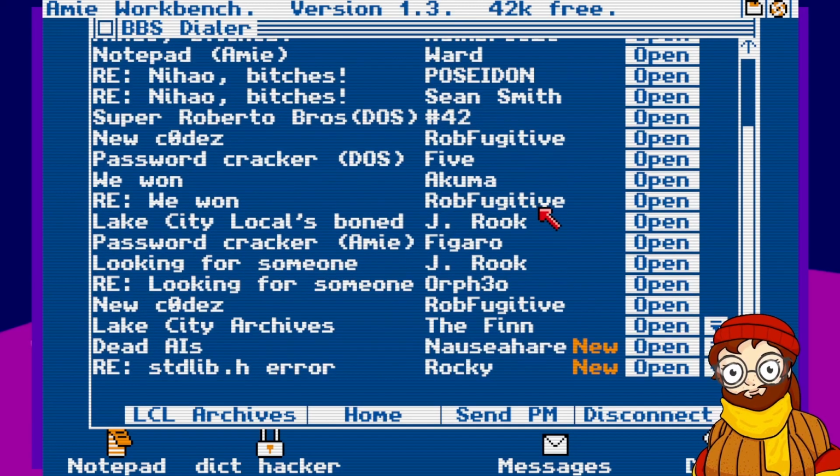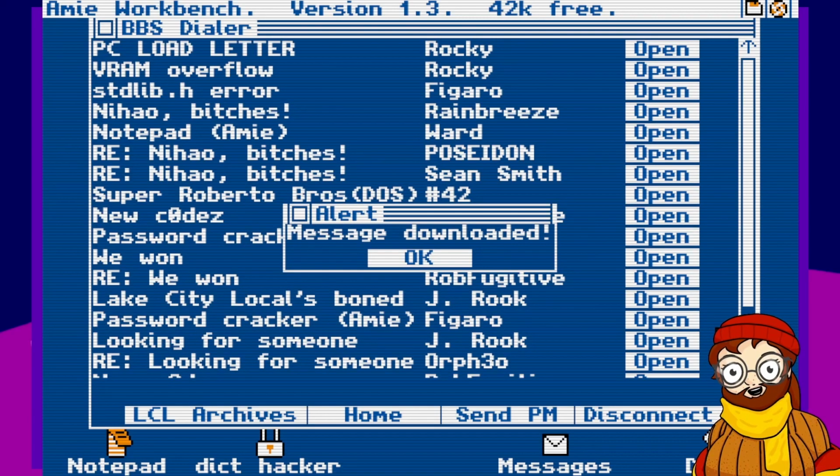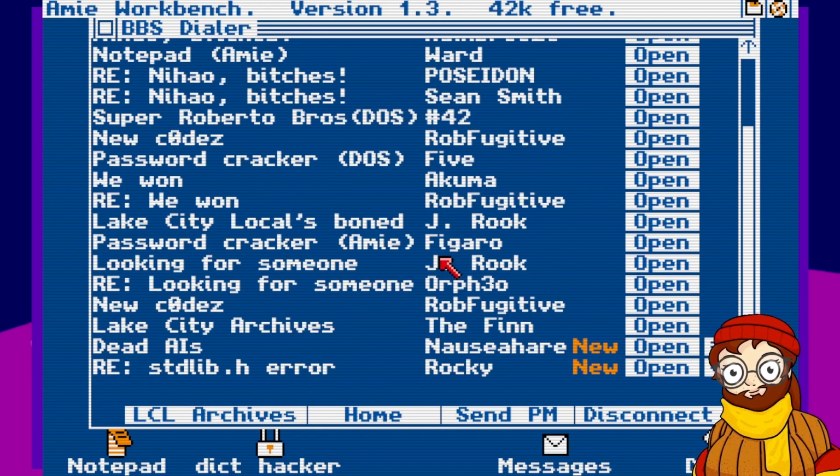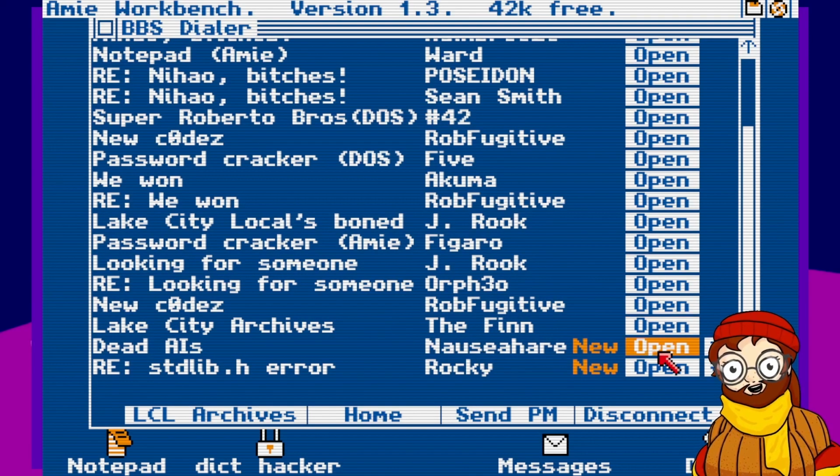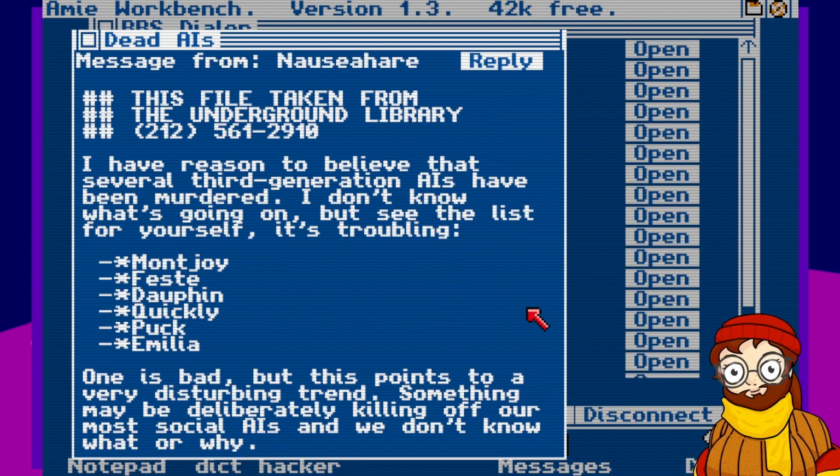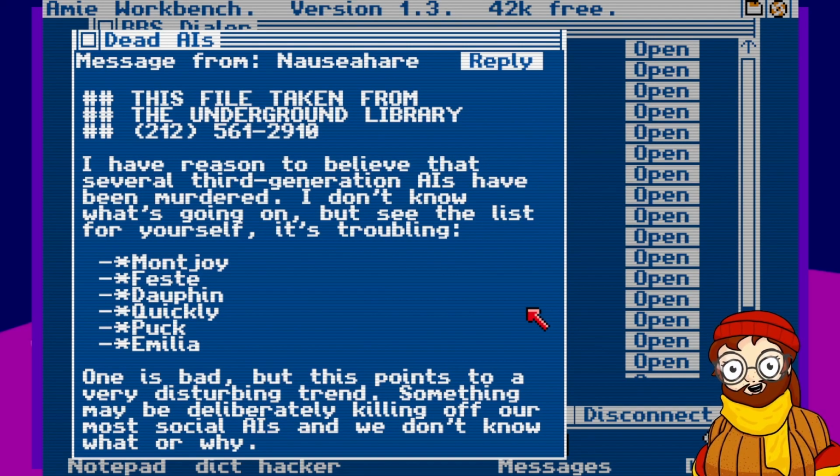Oh, it's jumping to the top every time we do that, huh? Okay. Wait, didn't I do that? Well, what did I download then? Weird, I guess I just forgot to do stuff. Nausea Hair. This file taken from the Underground Library, 212-561-2910. That was the one that was hidden in the junk file.